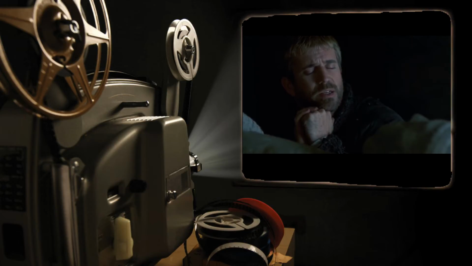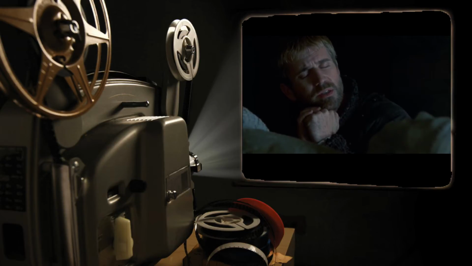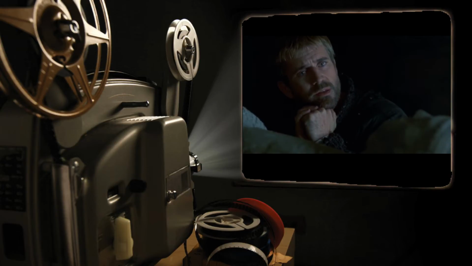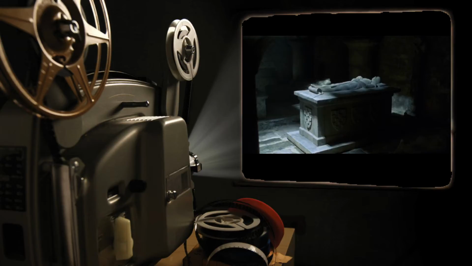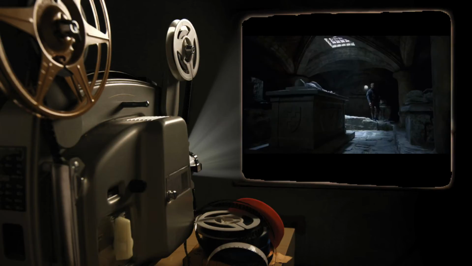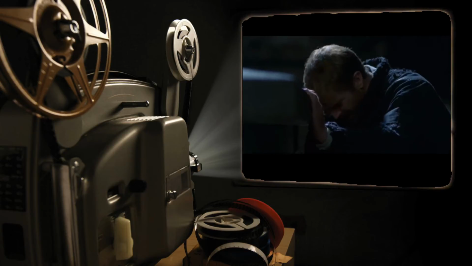To die, to sleep. To sleep, perchance to dream. Aye, there's the rub. For in that sleep of death, what dreams may come, when we have shuffled off this mortal coil, must give us pause. There's the respect that makes calamity of so long life.